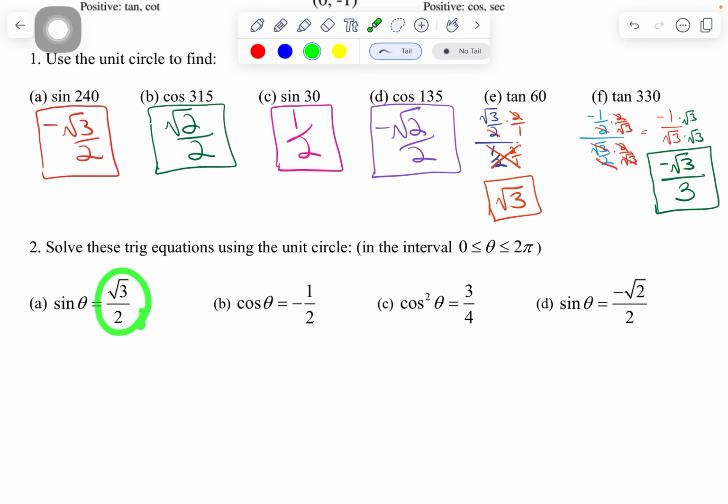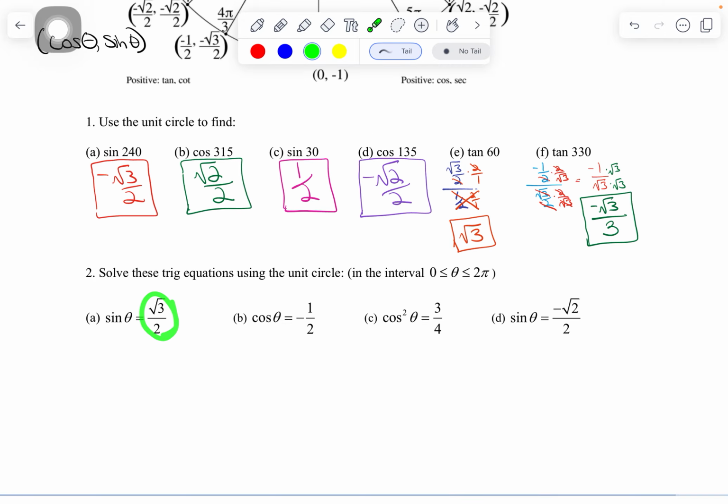I'm giving you the value. I want to know what angle has that value, in this case for sine. So at what radian measures is sine equal to a positive root 3 over 2? I'm going to go up to the unit circle and look for the sine component. That's going to be the y value of your ordered pair, and I want it to be a positive root 3 over 2.